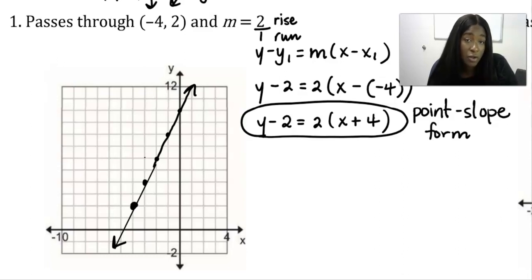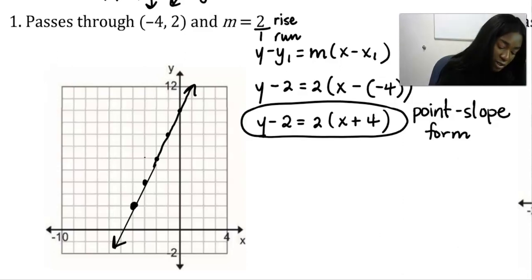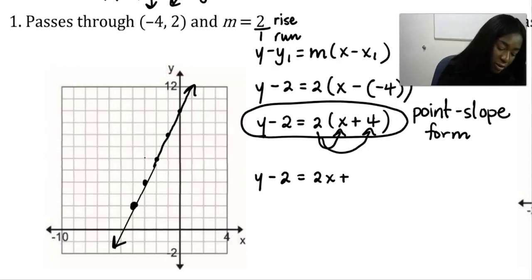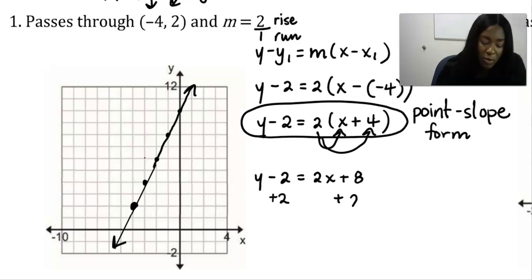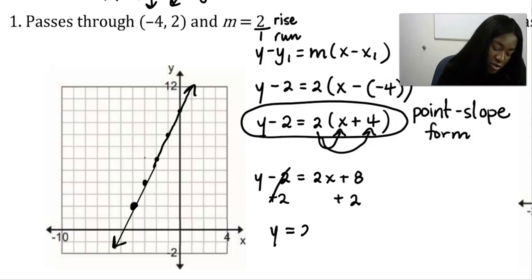We need to have the line solved for y. So what I'm going to do with this equation here, the point slope form, the first thing I'm going to do is distribute this 2. So I now have y minus 2 is equal to 2x plus 8. And then I'm going to add 2 to both sides, because in order to be in slope intercept form, we need to have the equation solved for y.